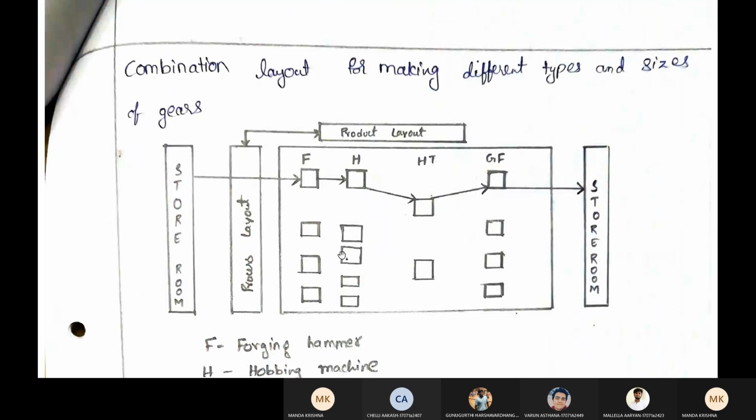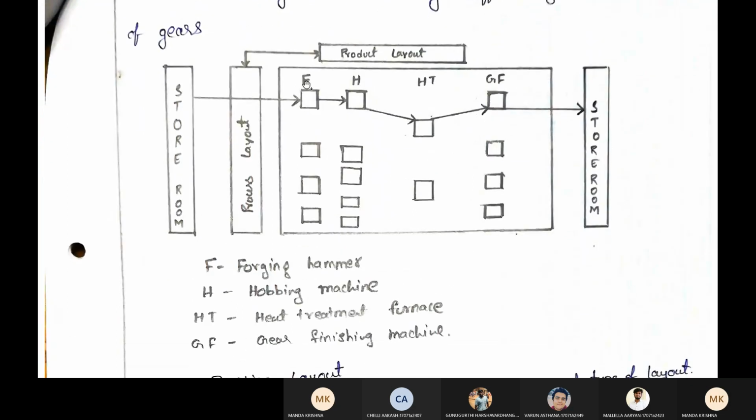Next coming is combination layout. Here we can have two layouts, that is the process layout and product layout. When you see here, F is for forging hammer. All forging machines are arranged in one place. Next is hobbing machine, H. These are arranged in one place. If you see vertically, it is a process layout. So here all forging is in one place, hobbing at one place, heat treatment at one place, and gear finishing at one place.